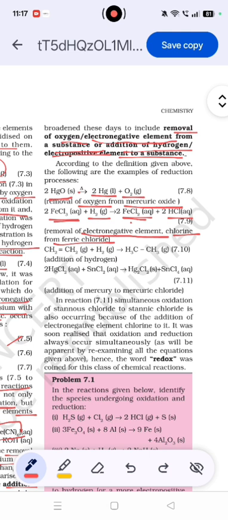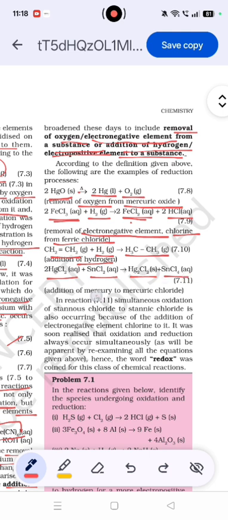Next one. CH2 double bond CH2. That is ethene. And hydrogen is added. It becomes ethane. That double bond is changed to single bond. This is due to the addition of hydrogen. Next one, HgCl2 and stannous chloride. Mercury chloride and stannous chloride. HgCl2 becomes Hg2Cl2, and it becomes stannic chloride.